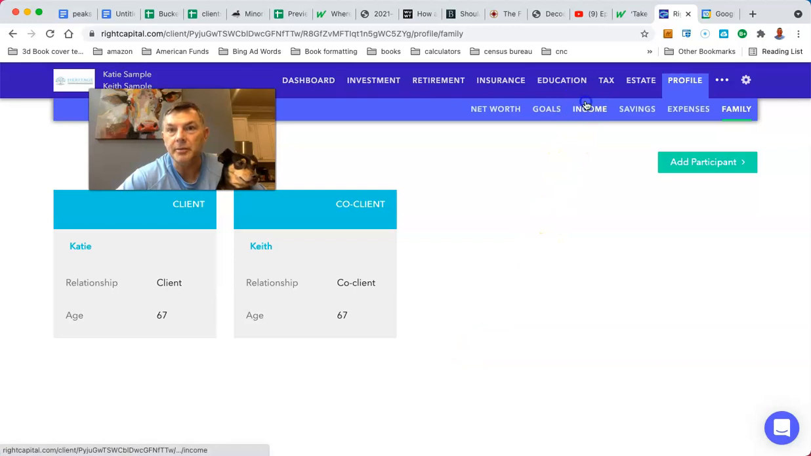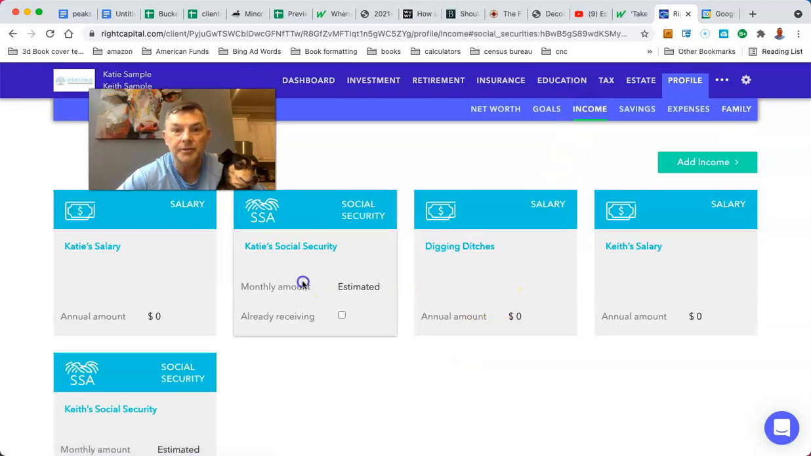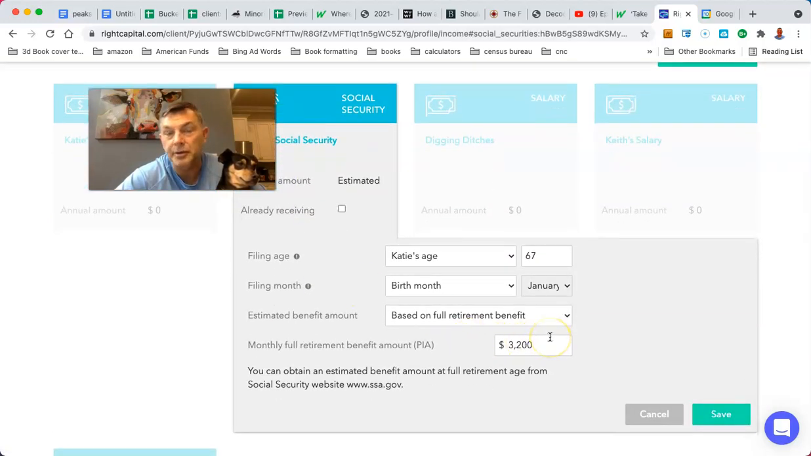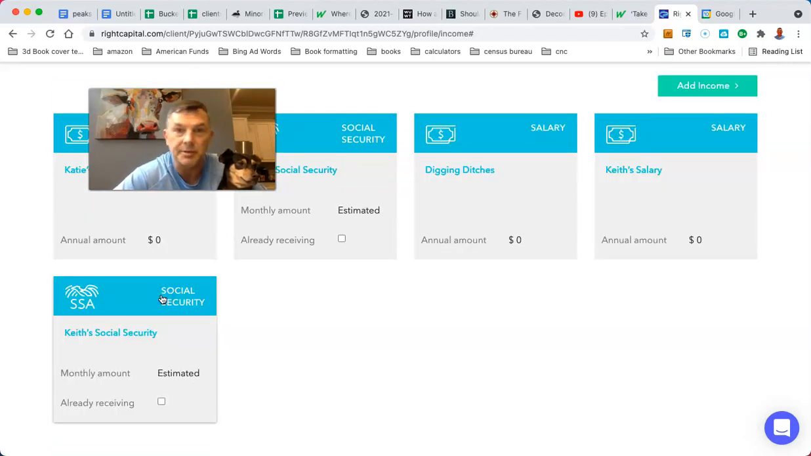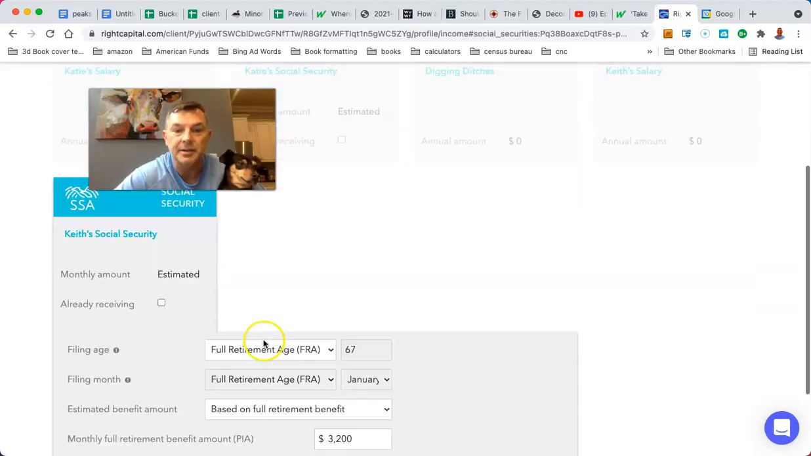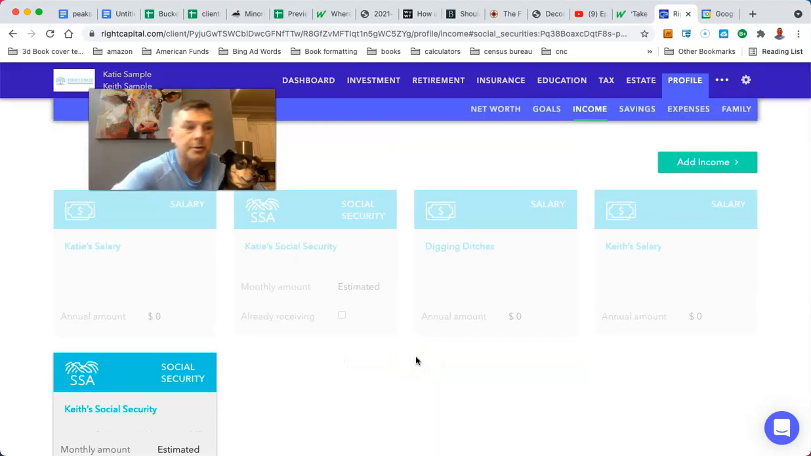All right, their income is going to consist of all Social Security. Kate's going to get $3,200 at her full retirement age of 67. Actually, her full retirement age, because she was born before 1960, is a little bit earlier than that, but it doesn't matter. Keith is going to get $3,200 as well. So $3,200 times 2 is $6,400 a month times 12. They're going to make $76,000 a year in income. 76,000 bucks. How much taxes are they going to pay?